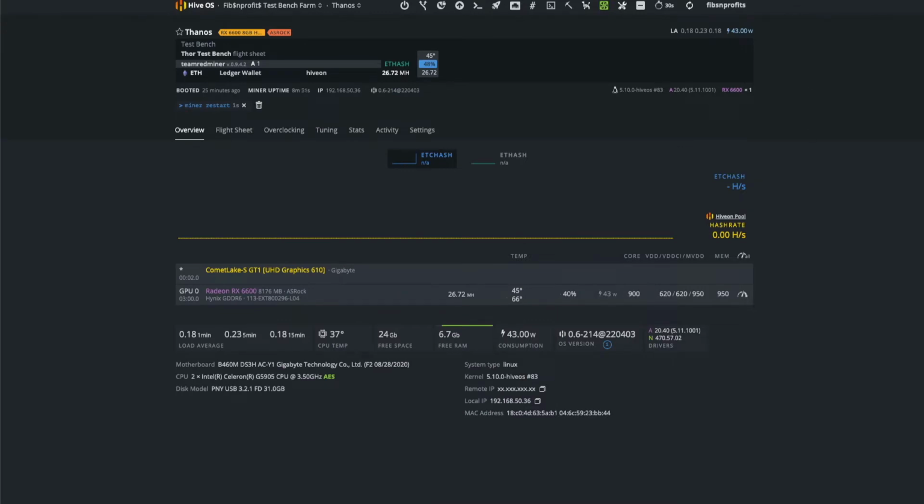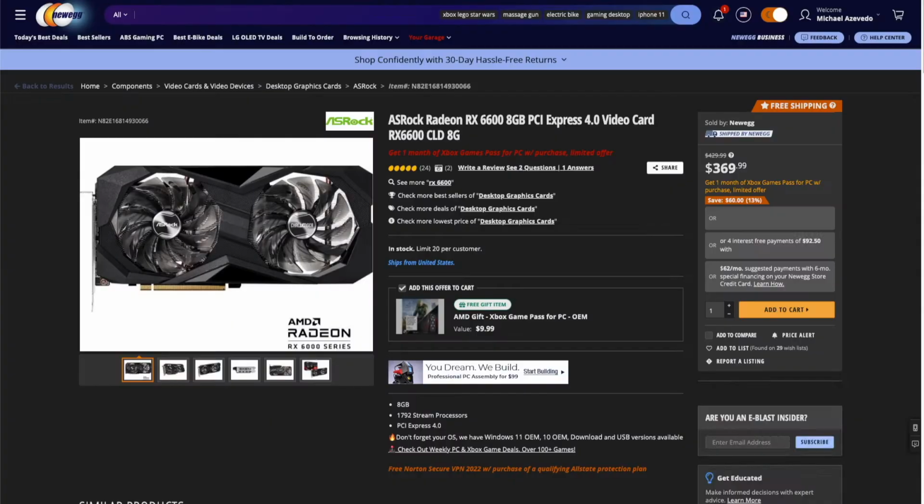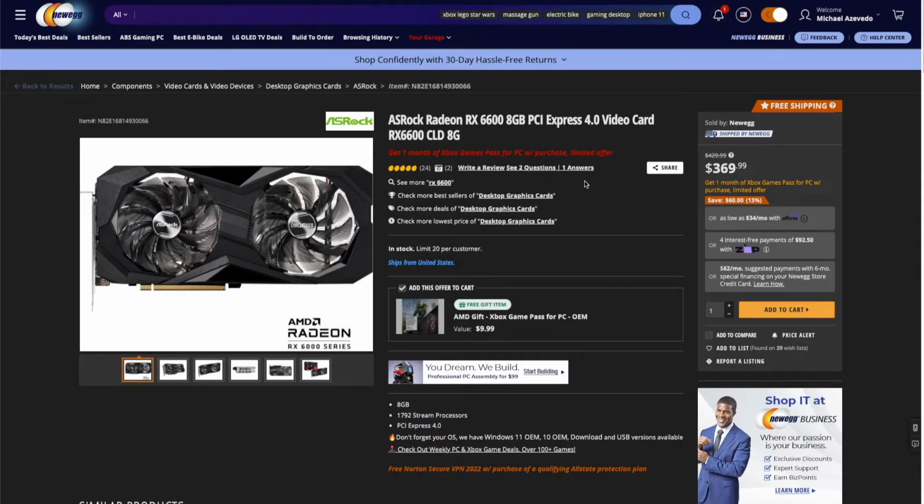If you haven't really been paying attention, GPU prices have really started to drop. And I actually picked this up on Newegg for a little cheaper. It was $349 when I picked it up, $349 with free shipping. And I think that's just phenomenal.